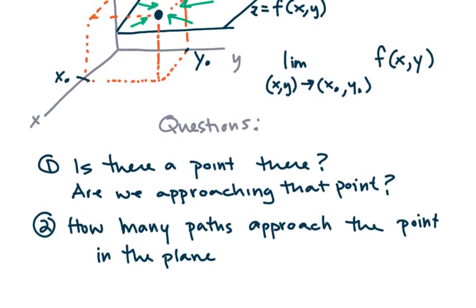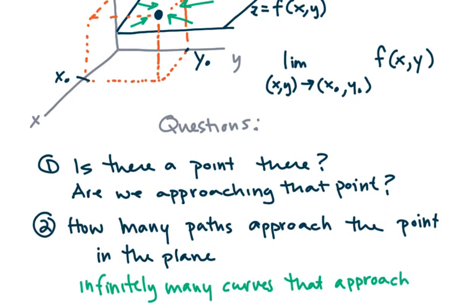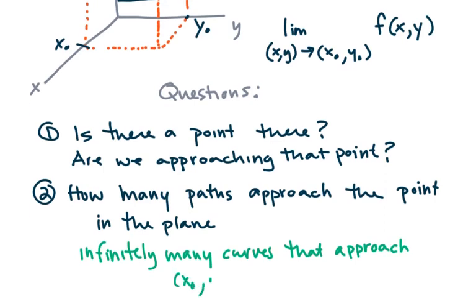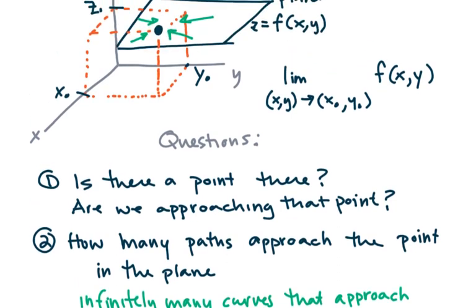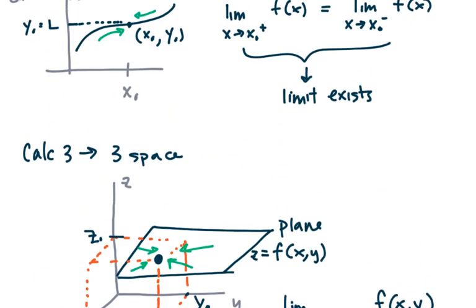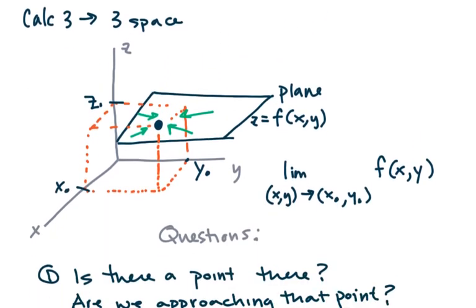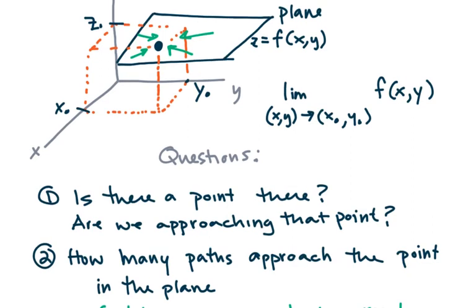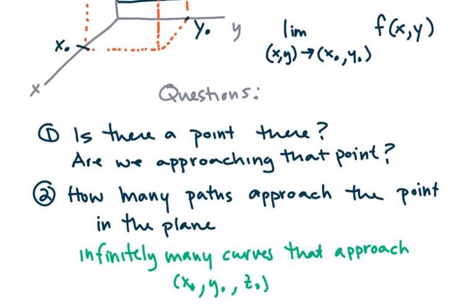And so there are infinitely many curves, right? There are infinitely many curves that approach that point in the plane. X naught, y naught, z naught. All right, so that's a lot to consider. Before in two space, we just had to consider left and right. So we had two limits to consider. We can't consider infinitely many curves. So what is the better way to find these limits?